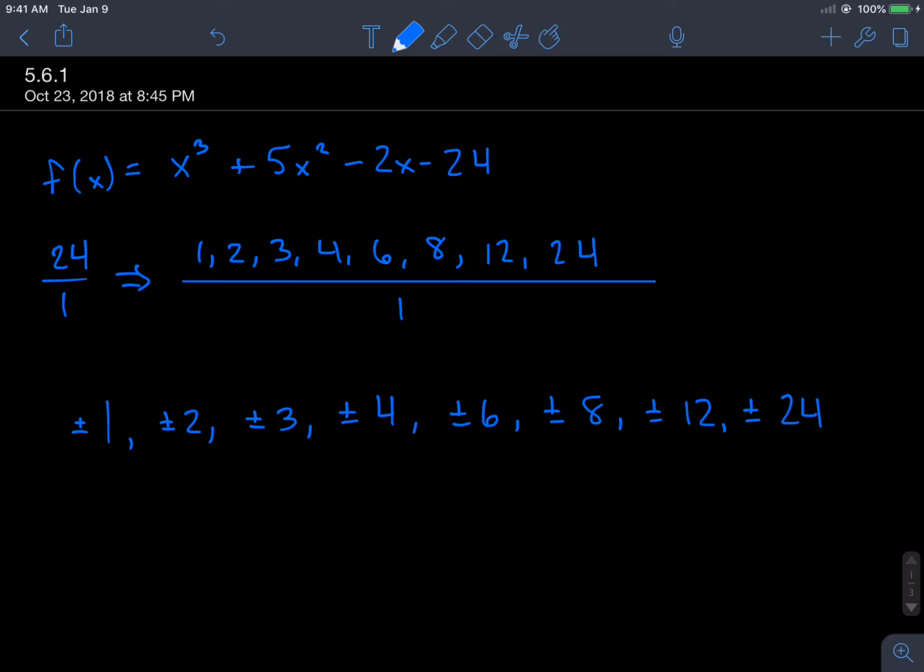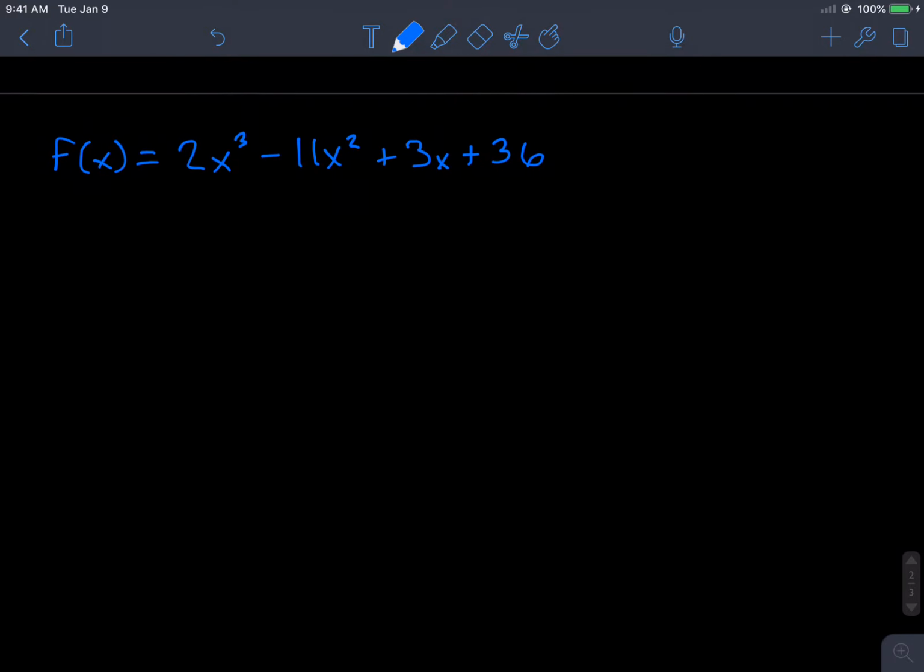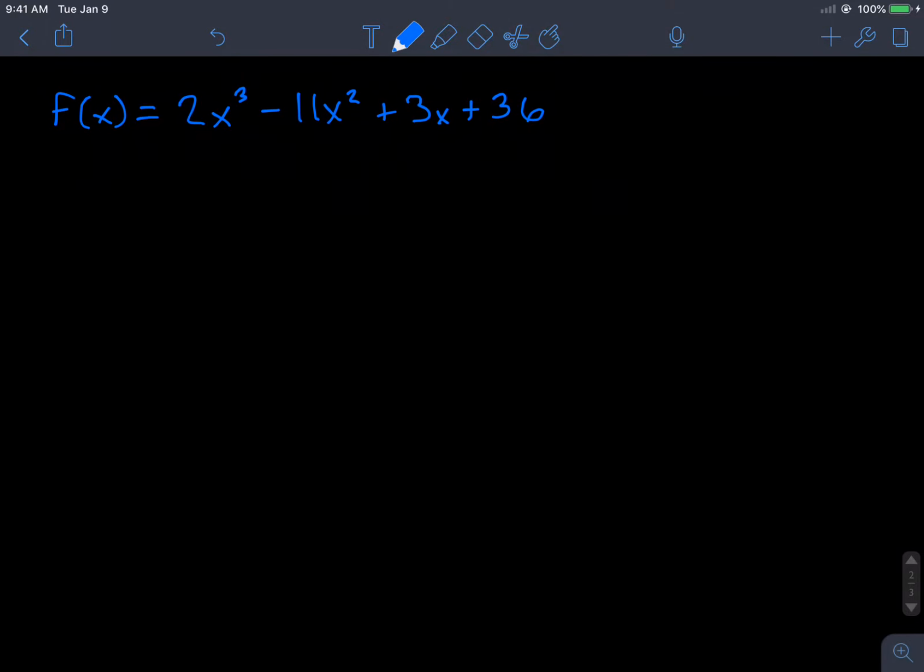And 16 maybe sounds like a lot, but that's a lot less than just guessing and checking out of the numbers 1 to infinity. So we're going to use this list to guess what the possible zeros are. But for right now, we're just going to be making this list. So let's look at the other example and make the list for that one.